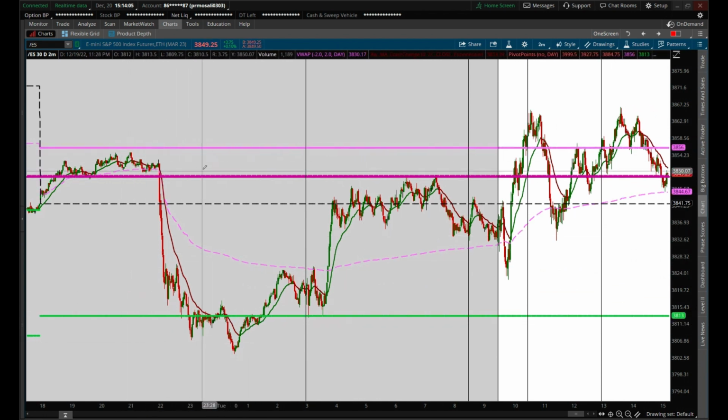And then these pink lines and all these other lines are the pivots. There are two kinds of pivots I use: daily pivots and weekly pivots. You can have them, and definitely, again, price action reacts around that. So you definitely need to have that on your charts.